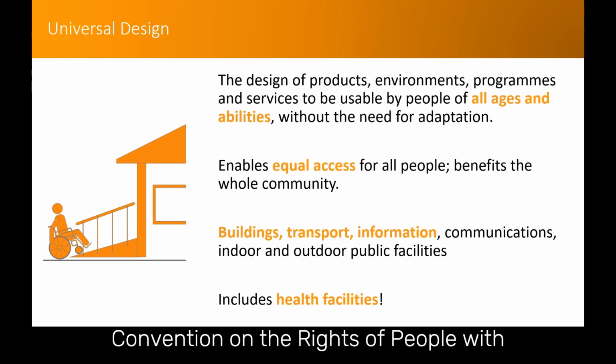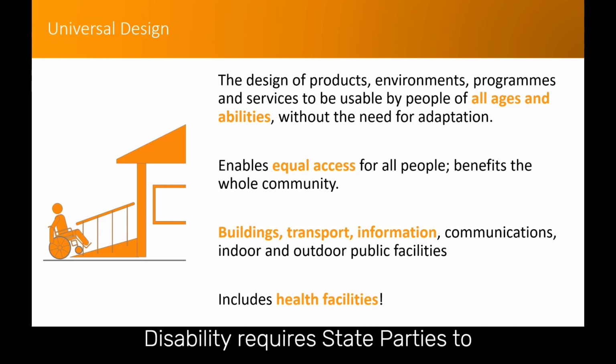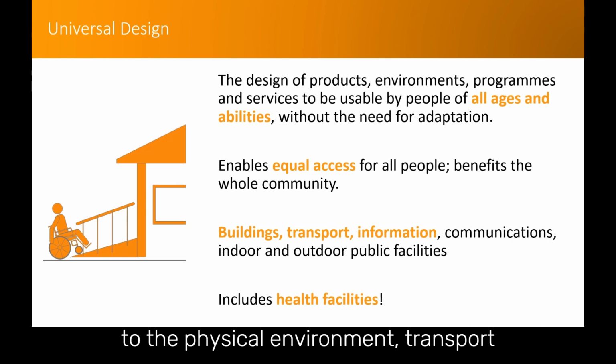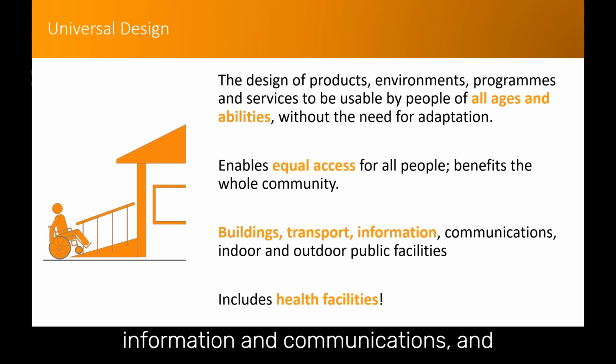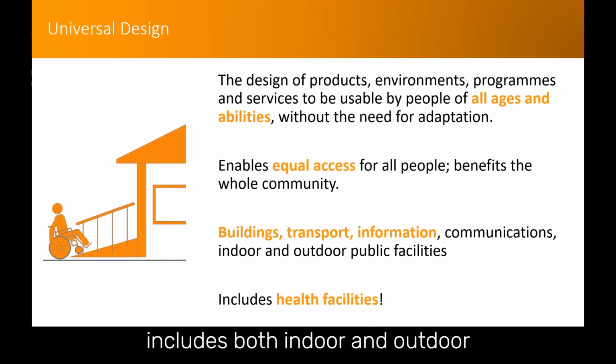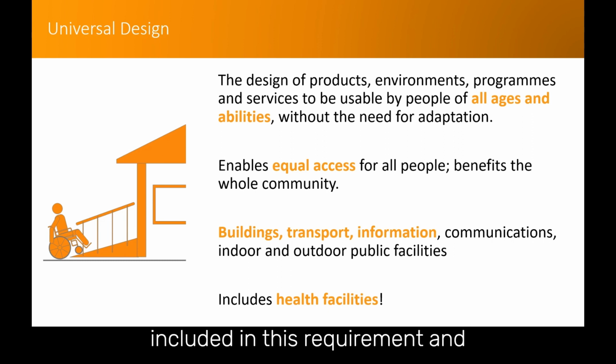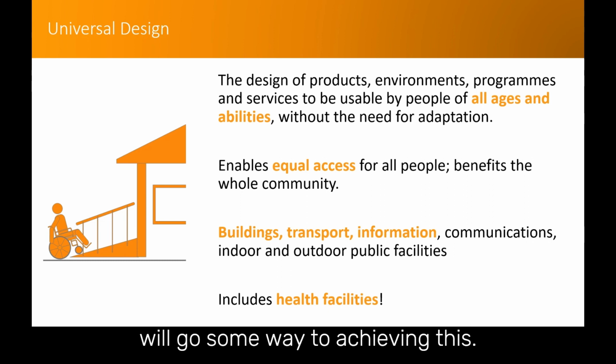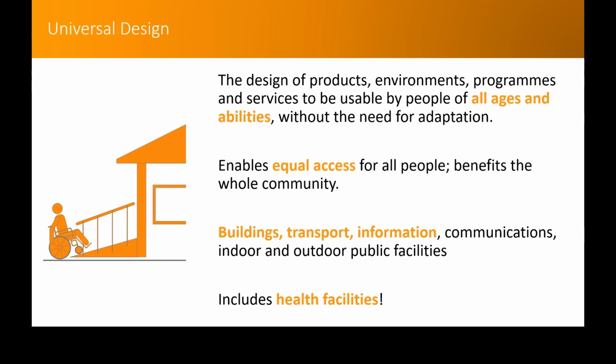The UN Convention on the Rights of People with Disability requires state parties to make appropriate measures to ensure equal access for people with disability to the physical environment, transport, information, and communications, and includes both indoor and outdoor facilities. Health facilities are included in this requirement, and applying the principles of universal design to health facility infrastructure will go some way to achieving this.